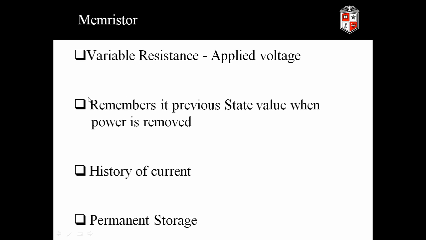The main important property of a memristor is that it remembers its previous state value even after the power is removed. That means the memristor remembers its resistance value in terms of current. It remembers the amount of current that has already flowed through it, the history of current. It offers permanent storage. In future slides, I am going to explain how a memristor offers variable resistance, how it offers memory, and how it offers permanent storage.